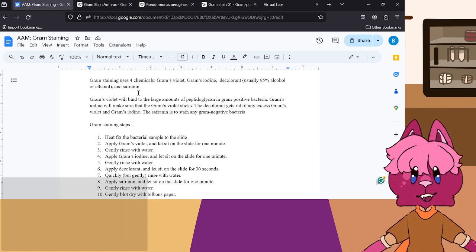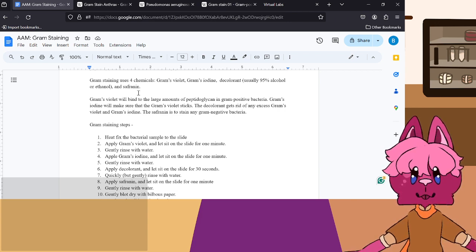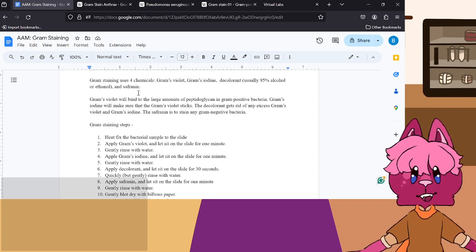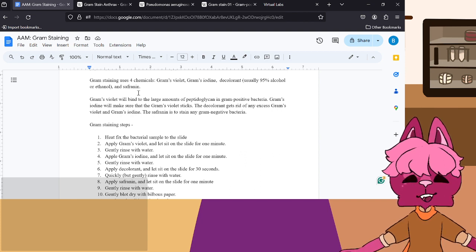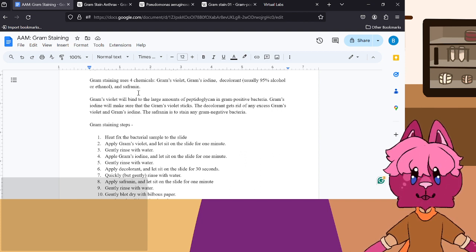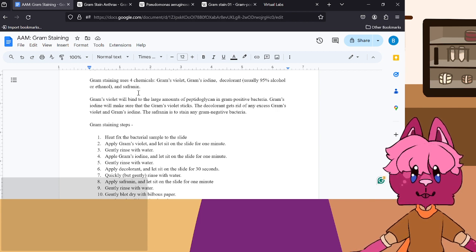And then you go over to a sink, because this is a very messy process, and you're going to rinse with water, as you can see in the later steps. So you apply gram's crystal violet, and you let that sit for a minute. Then you rinse it, you apply the gram's iodine, and let it sit for a minute. The reason you let it sit is so that it has time to do its thing. After a minute, you gently rinse it, and then you apply the decolorizer.